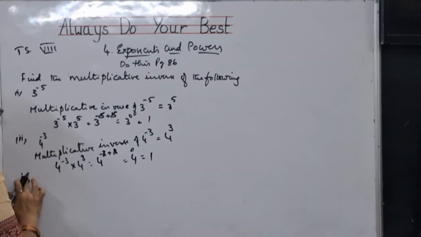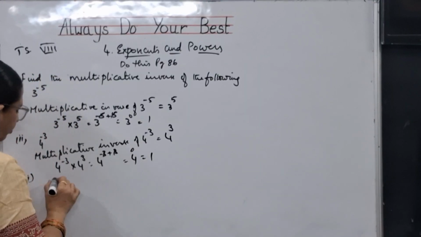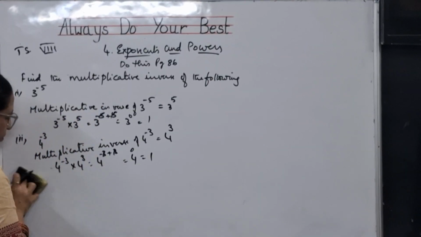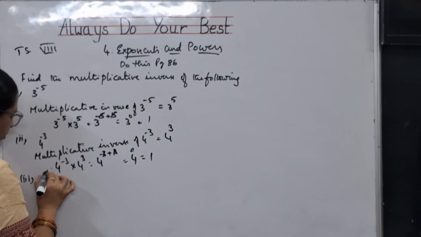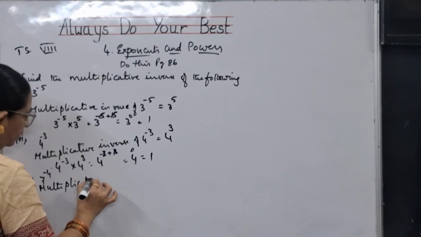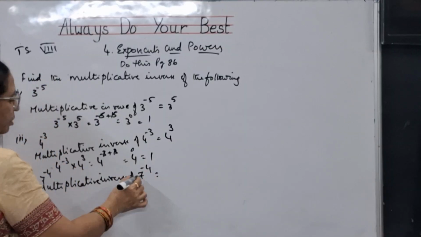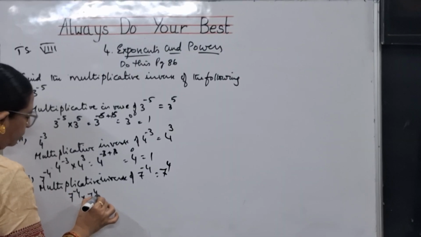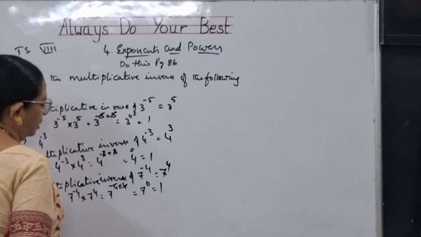Now, third one. Third bit, 7 to the power of minus 4. So, the multiplicative inverse of 7 to the power of minus 4 is equal to same base, exponent positive sign. So, 7 to the power of minus 4 into 7 to the power of 4 is 7 to the power of minus 4 plus 4. This is 7 to the power of 0, that is 1.